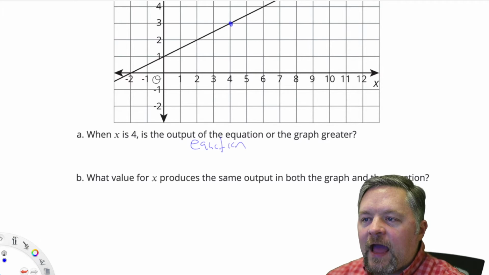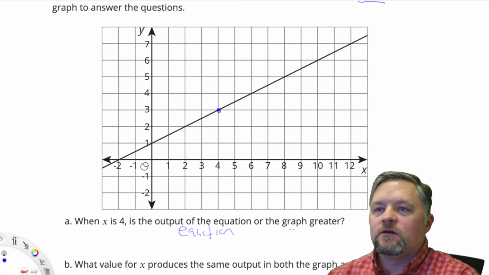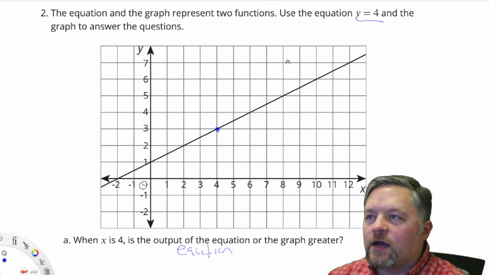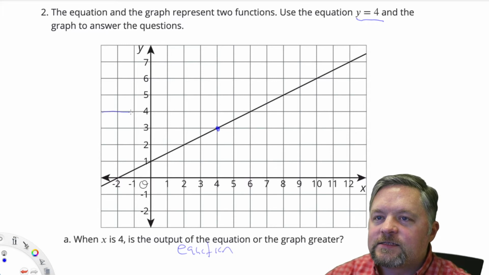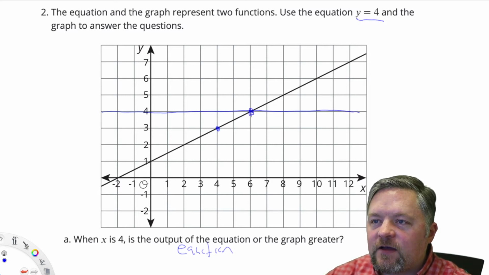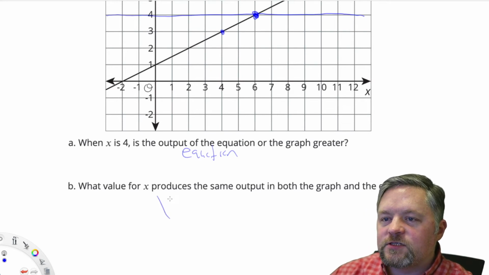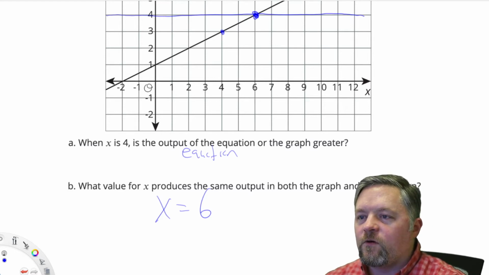What value for x produces the same output in both the graph and the equation? So the equation is y equals 4. Y equals 4 is this line. What value of x produces the same value? Well, they cross right here. So that looks like an x of 6. When x equals 6, they're both 4.